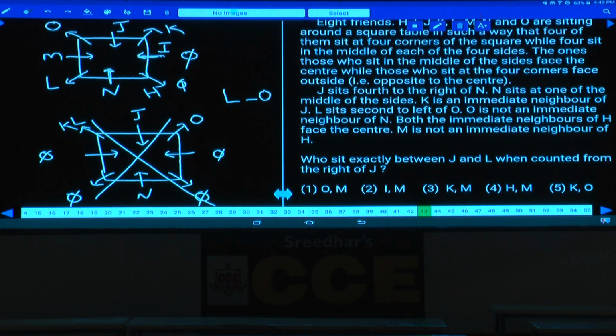Then question number 43, who sits exactly between J and L when counted from the right of J? When counted from the right hand side of J, J is facing the center. Now this O and M are the 2 persons on the right hand side, that is choice 1. O and M, that is choice 1.